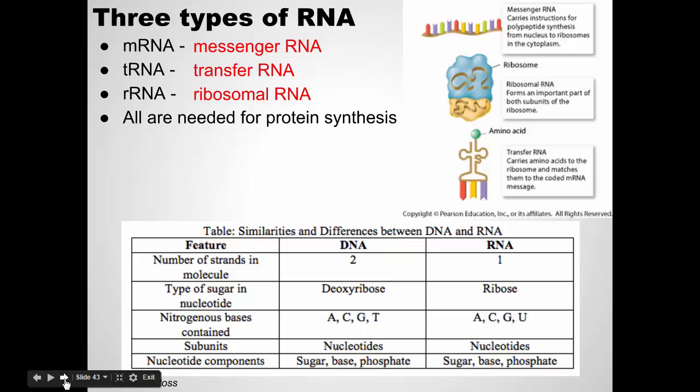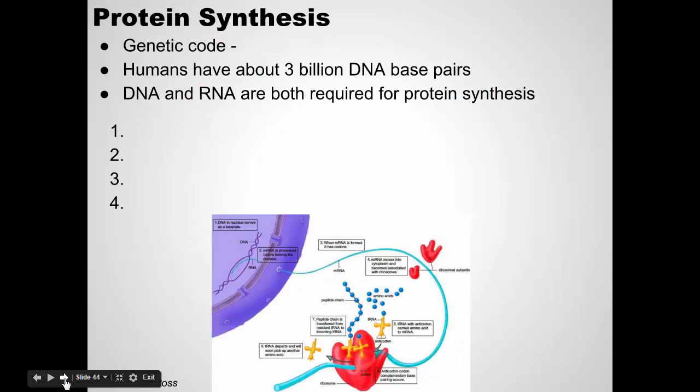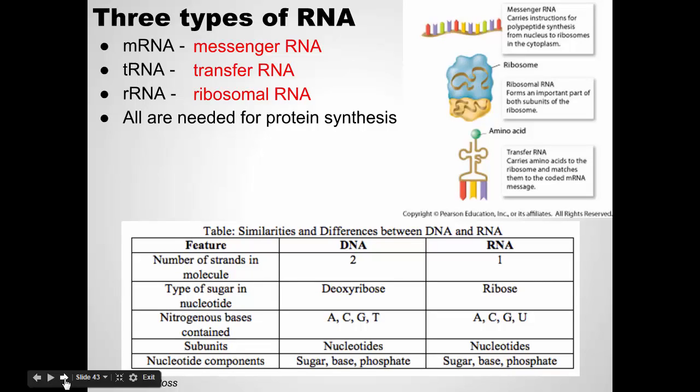So if we just compare DNA and RNA, DNA is double-stranded, RNA is single-stranded. The sugar found in DNA is deoxyribose, and RNA is ribose. The bases: adenine, cytosine, guanine, thymine. And in RNA, they're the same except for uracil. Subunits are both nucleotides, and they're both made of the same components. All right, any questions about RNA? So similar to DNA, just a couple of differences that you should know.